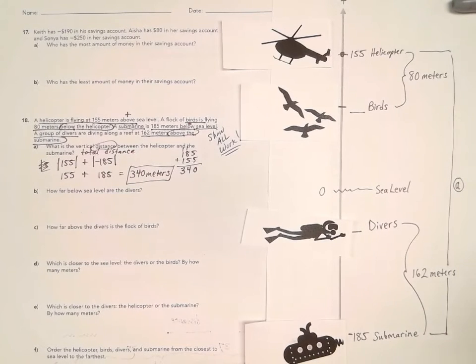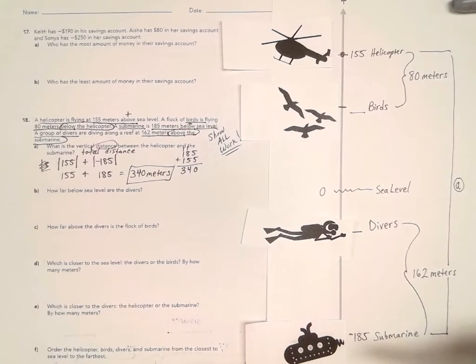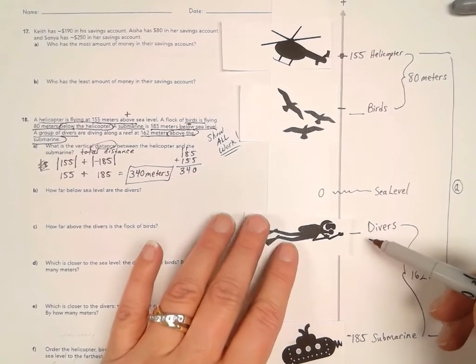Let's take a look at part B. I'm having trouble getting this focused for you. So again, I hope you have this worksheet in front of you. It says, how far below sea level are the divers? Oh, remember they were above the submarine, but we never really figured out their location.